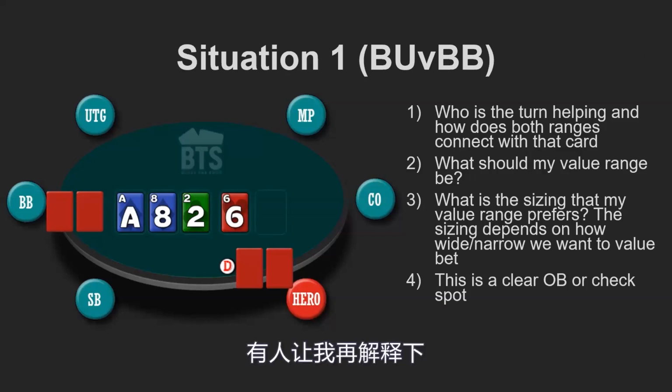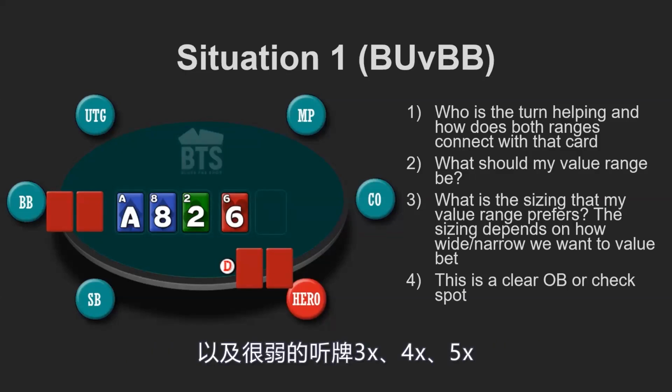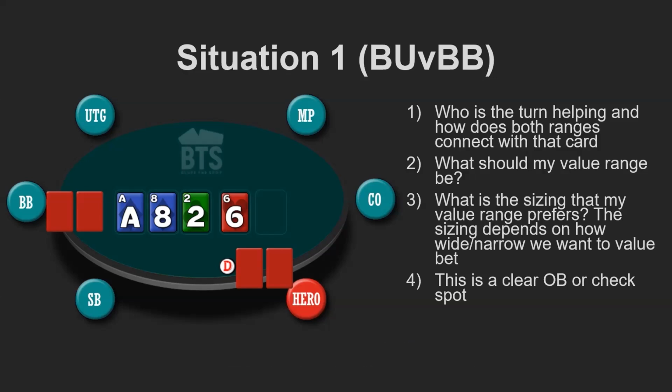Eric is saying maybe you have already addressed it, but which flush draws do you check back? Yes, exactly. We can bet the ones like king queen of diamonds, king jack. And then the really weak ones, like the 4, 5, 3 of diamonds, those are the types of flush draws that we can check back. And then hands like king 3 of diamonds, where we have a bit less showdown value, we can start overbetting.